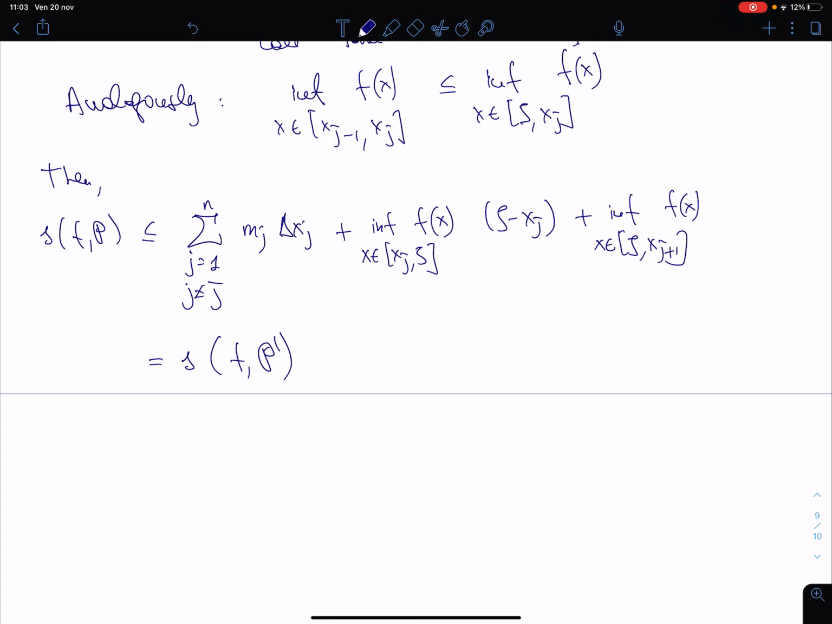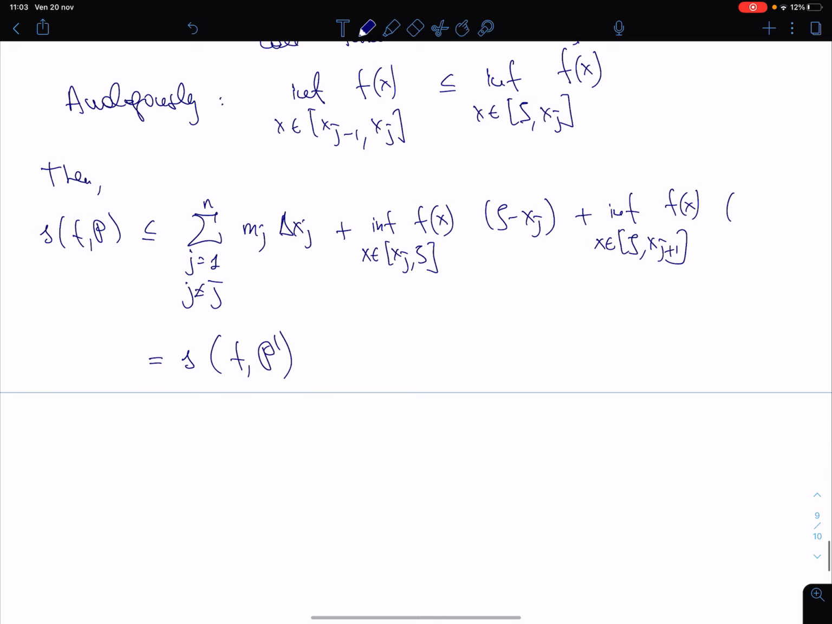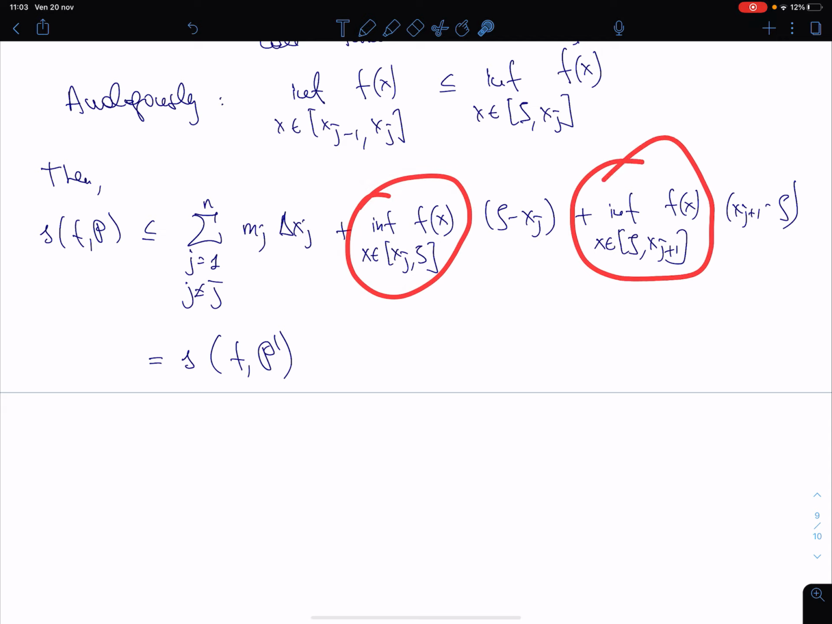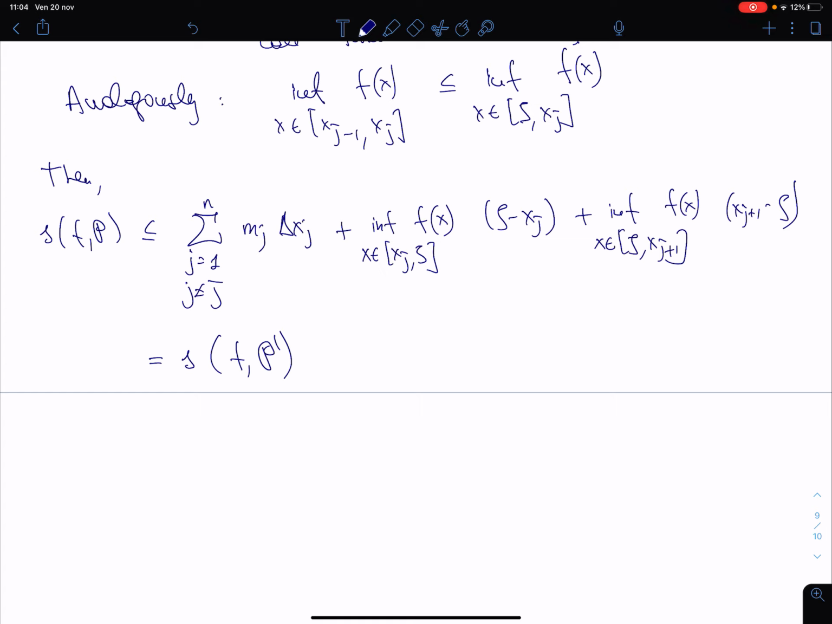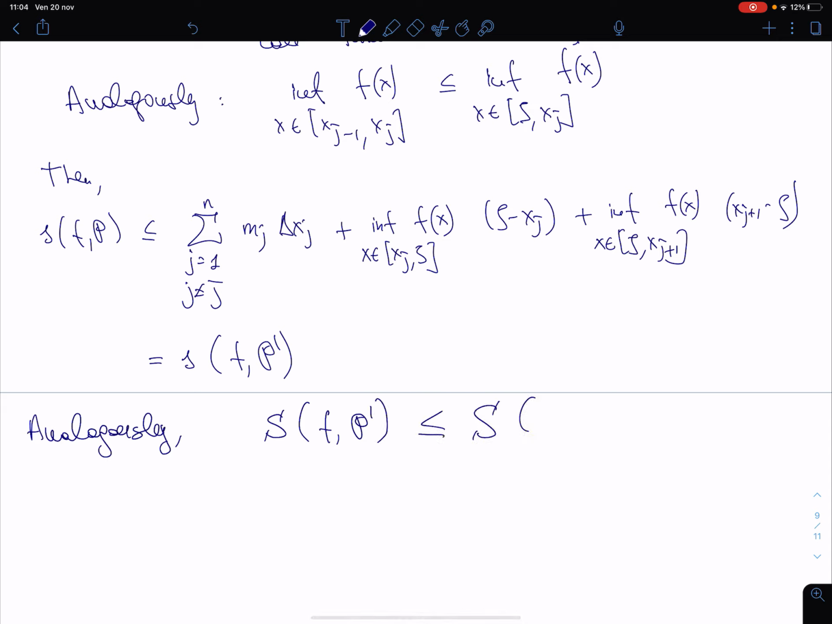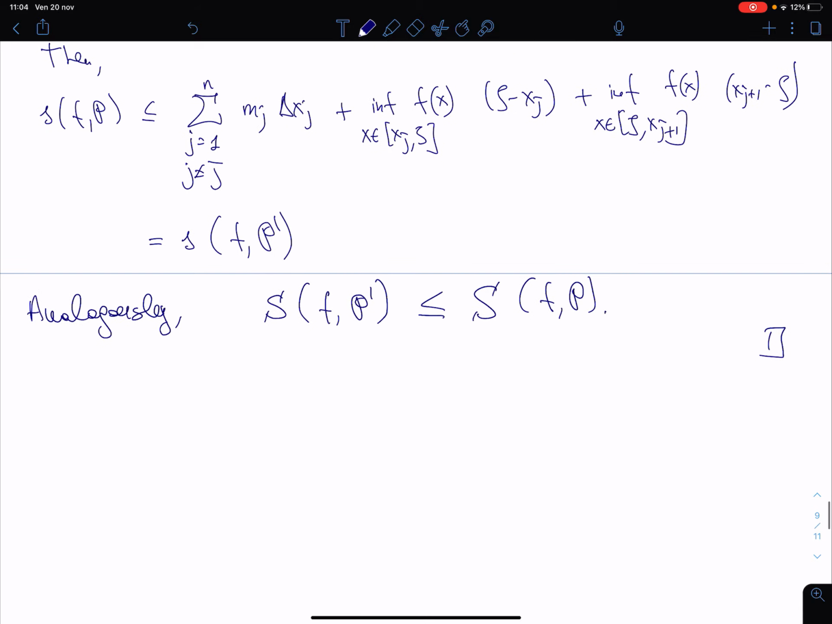Because these are the intervals with respect to the new partition, and these are the corresponding infima. So this is all. The end of the proof. But analogously, we have to remark that the upper sum of f with respect to P prime will be lower, so better, than the upper sum of f with respect to P. Okay? As a consequence, it's a corollary.